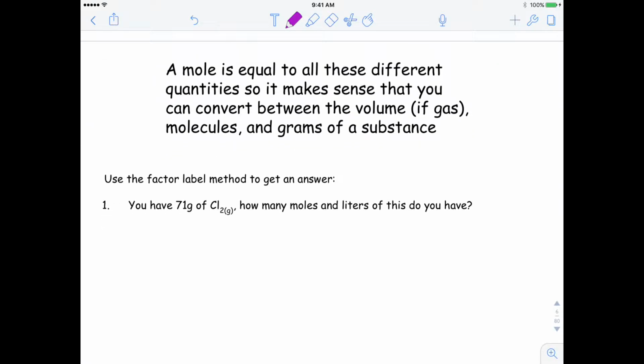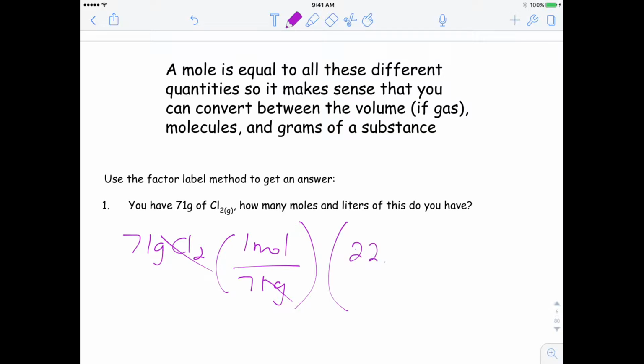Now a mole is going to be equal to these different kinds of quantities. If you have 71 grams of chlorine, you could be asked, how many liters is that? How many moles is that? If I have 71 grams of chlorine, 1 mole of chlorine is 71 grams, so I can convert it. There are 22.4 liters for every 1 mole, so I can convert it again, and this gives me 22.4 liters.